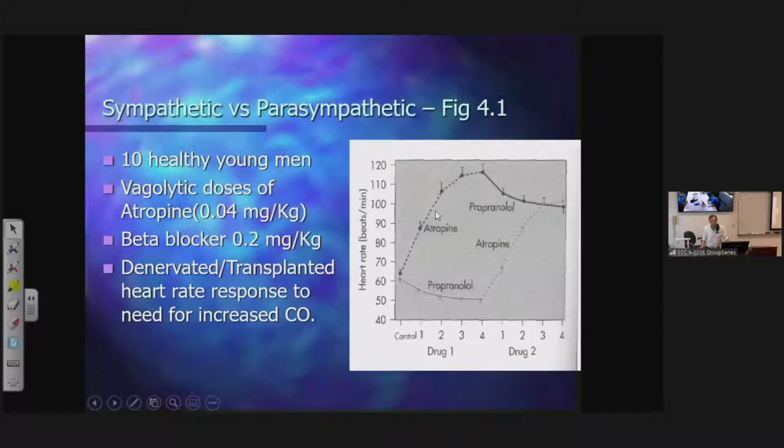It increases your heart rate because it knocks out your brakes. It knocks out the parasympathetic system. So these guys' heart rate went up to like 110, 115. And then they gave them propranolol. What is that drug? What does that do?